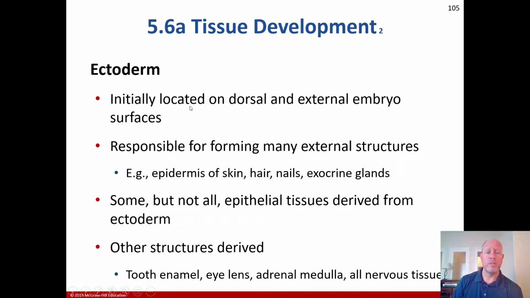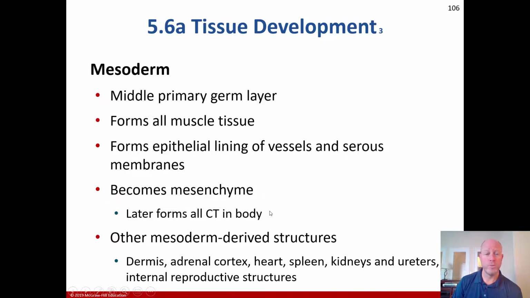With ectoderm, it's initially located on the dorsal and external embryo surfaces. It's responsible for forming many external surfaces, and it's the epidermis on the skin, the hair, the nails, exocrine glands. But some, but not all, epithelial tissues are derived from the ectoderm. Okay? Other structures that are derived also tooth enamel, your eye lens, your adrenal medulla, and all nervous tissue. We'll take a look at these here shortly too.